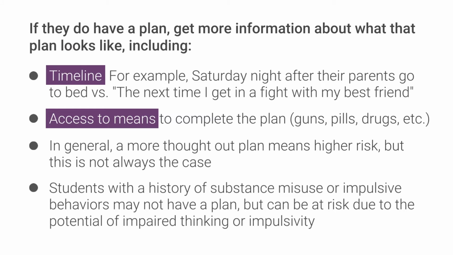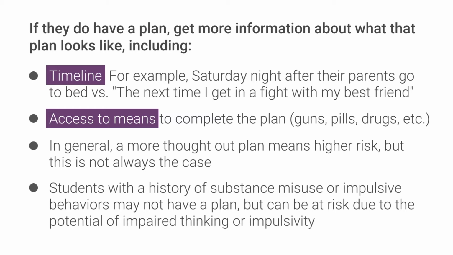So, things you want to look for include the timeline with which they plan to carry out the plan. For example, "Saturday night after the parents go to bed" is a much more thought out plan and timeline than "the next time I get in a fight with my best friend." And then you want to look for their access to means to complete the plan. For example, do they have access to guns, pills, drugs, etc.?